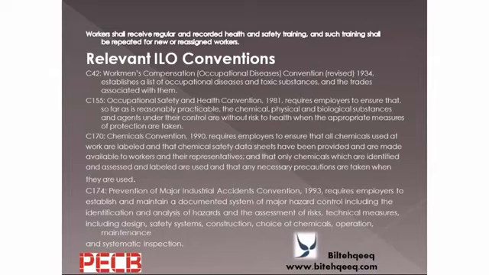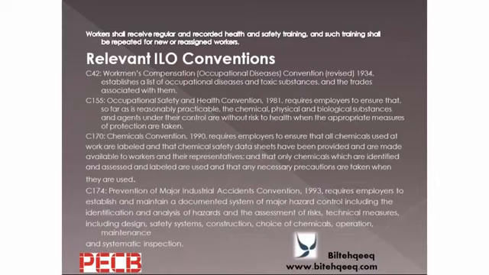the Workmen's Compensation convention. This ILO convention states that there must be a list of occupational diseases and toxic substances associated with them. So for each trade, the list of occupational diseases and toxic substances should be declared or defined. And the second ILO convention is the Occupational Safety and Health Convention 1981, which requires the employer to ensure that, so far as reasonably practicable, chemical, physical and biological substances and agents under their control are without risk to health when the appropriate measures of protection are taken.